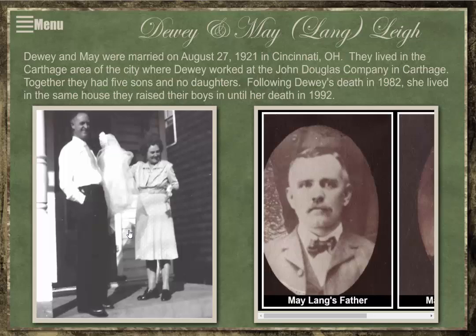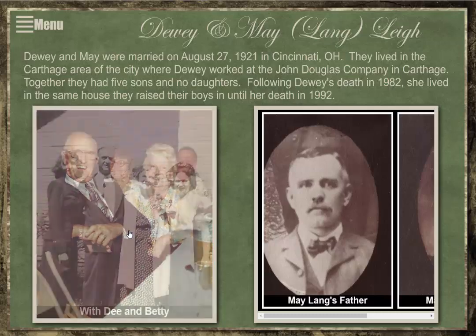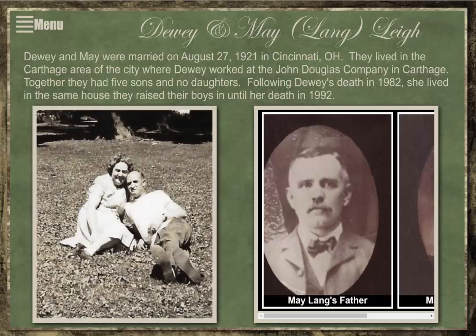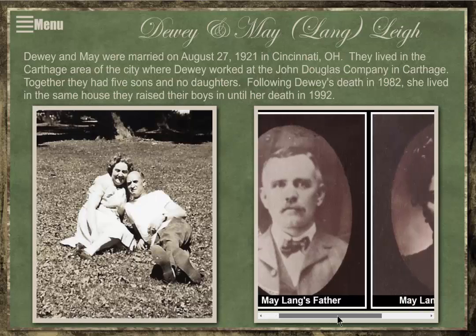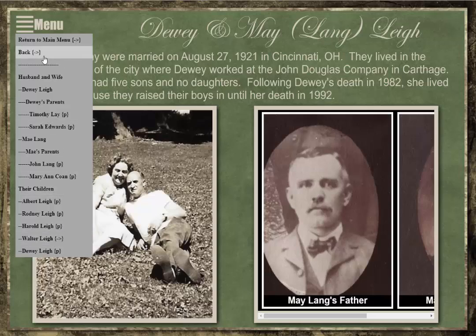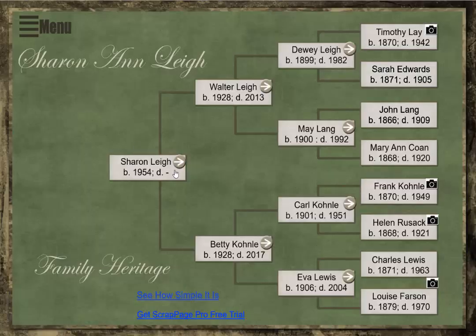This is actually a joint page for Dewey and May. And we can click on these pictures here and say that, okay, fine, we've got her picture. This over here is a little scroll of her father and mother. Anytime we want, for instance, we can jump backwards here and we can say, okay, there were their children. But over here we can say, let's go back to the main menu.